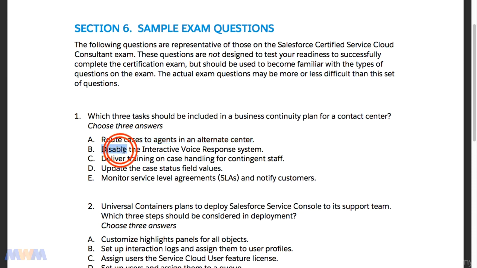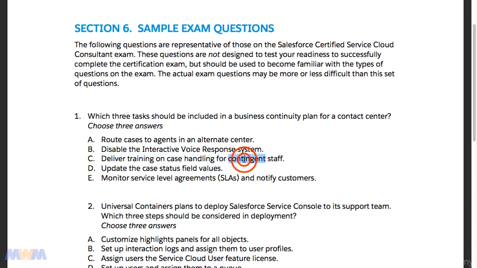Now, you don't want to disable the interactive voice response system, also known as IVR, because that is when calls are coming in. If you ever have called into a support center and heard, press 1 or say yes, or press 2 or say no, that's the interactive voice response system. You don't want to take down or disable your entire call system. You just need to route those calls to an alternate center. So B is incorrect.